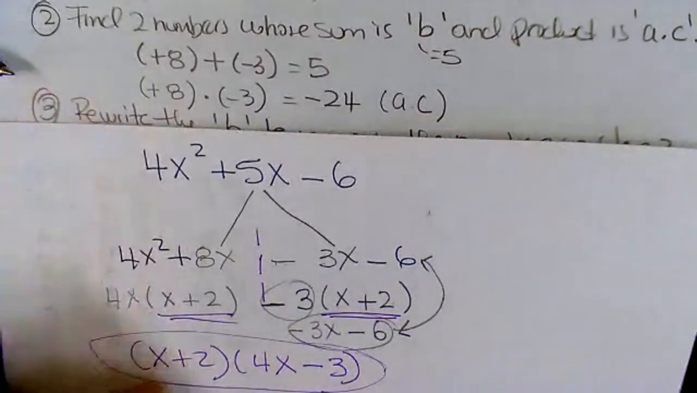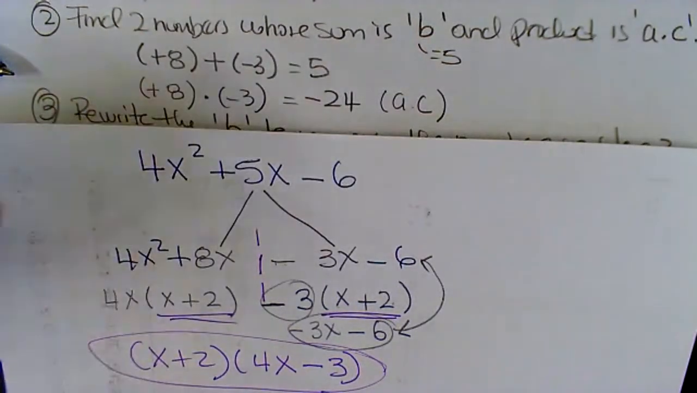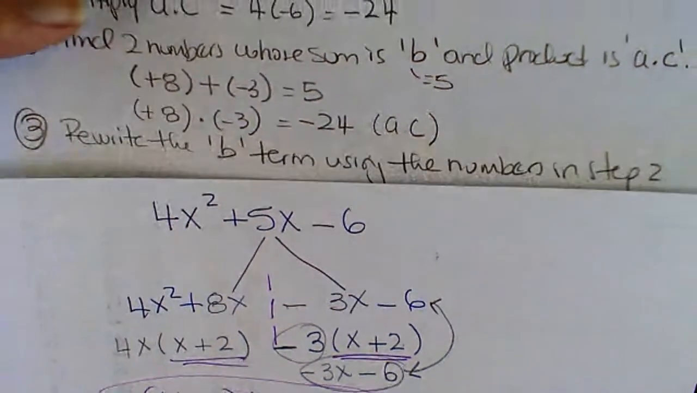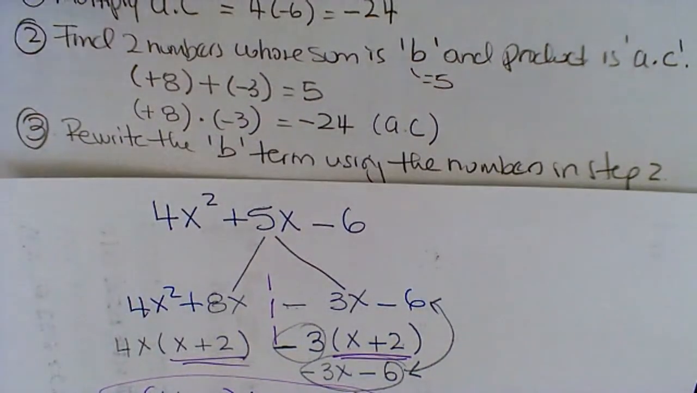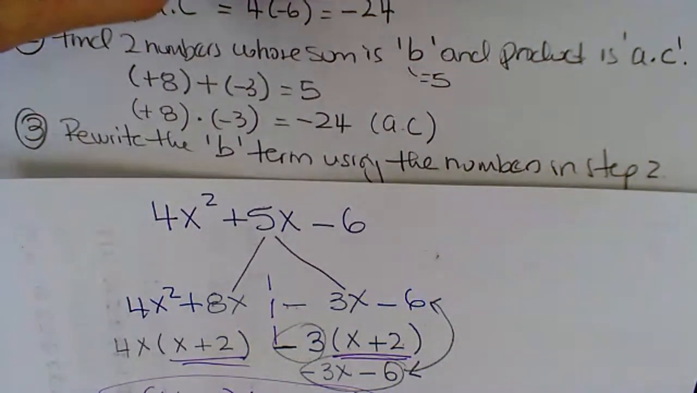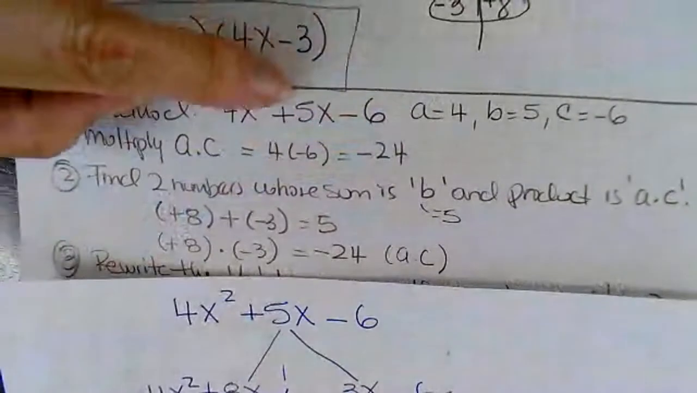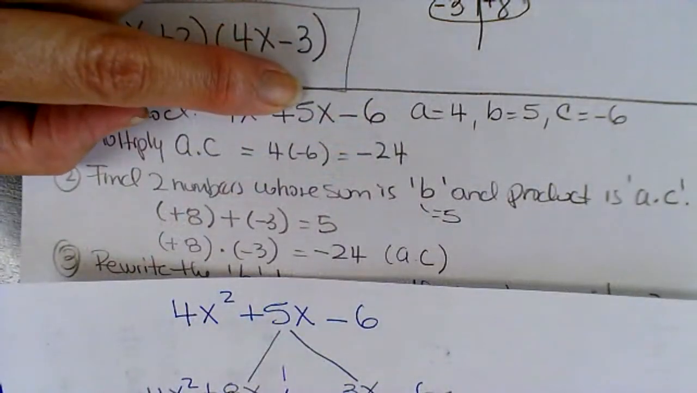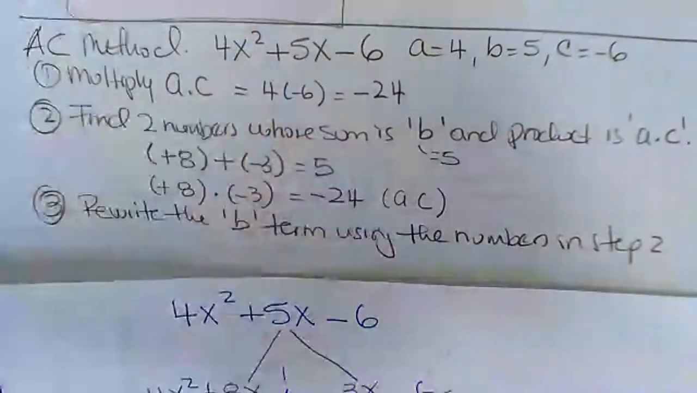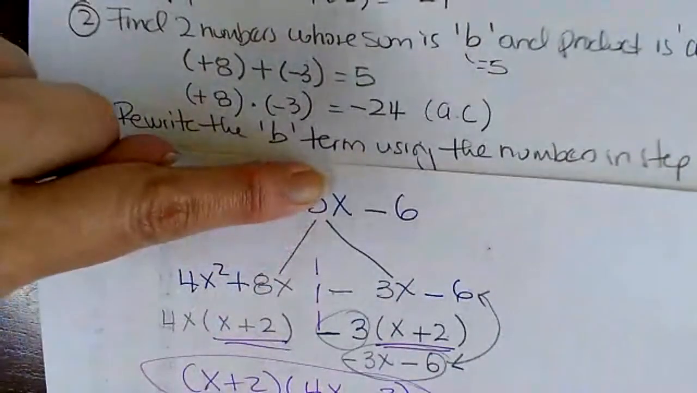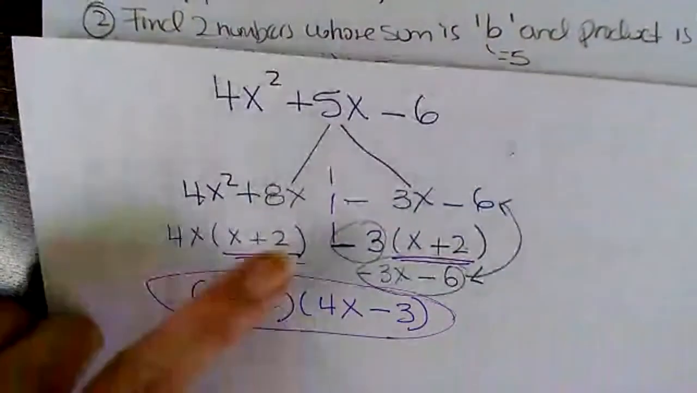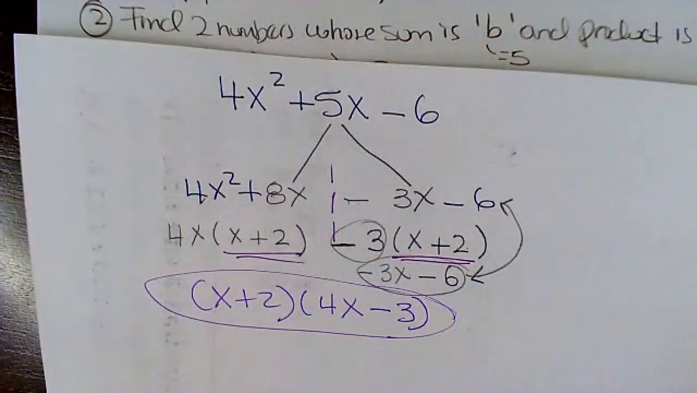So this part is just by grouping. Before that, you find the AC, which is multiplying the coefficient A and the coefficient C. And based on that, plus the middle term, you find the sum and the product. Having those two numbers, you're going to divide the B term into two terms. And then you're going to do it by grouping.